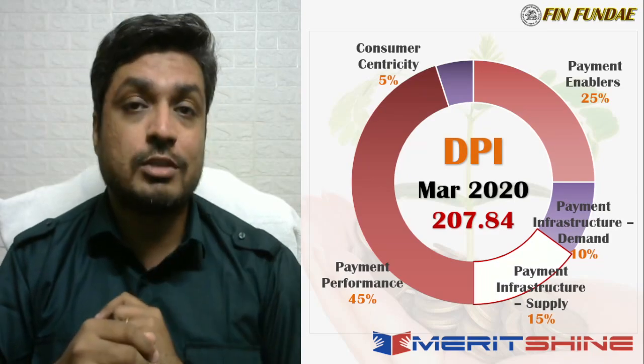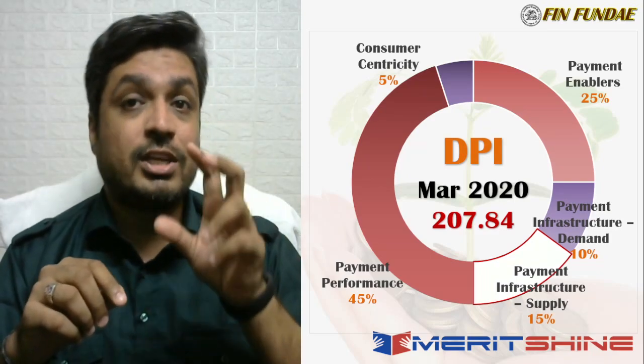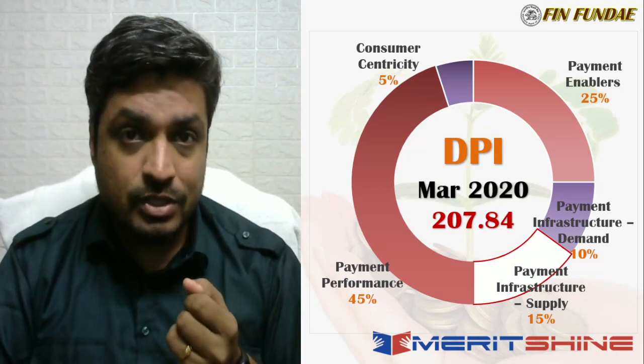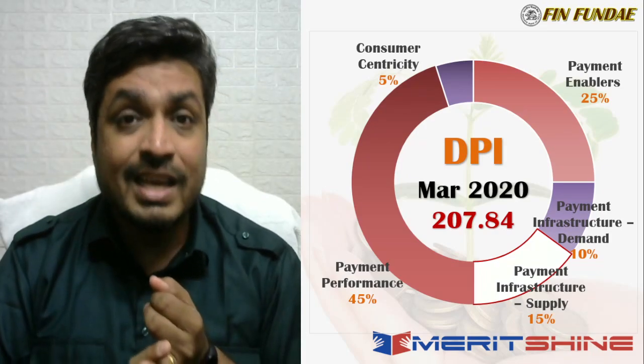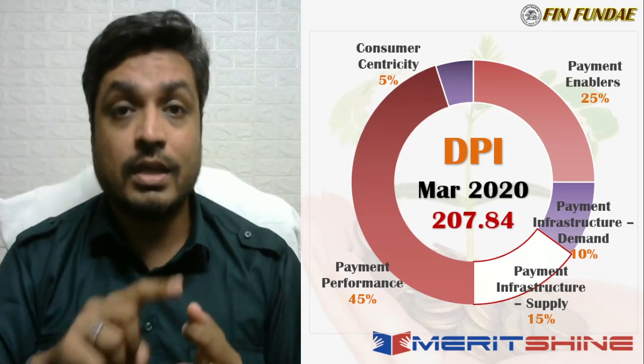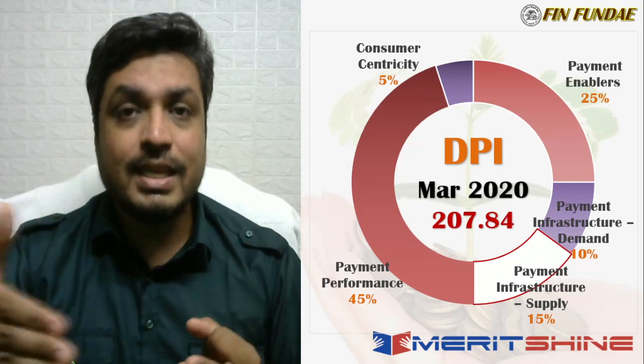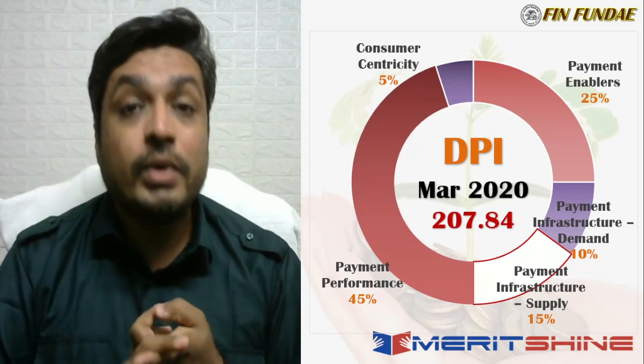So those are your business correspondents. So your payments infrastructure, especially on the supply side, talks about your bank branches. It talks about your business correspondents. कितना ATM network है across the country, how many ATMs are there so that easy access is available. Then you talk about POS terminals.